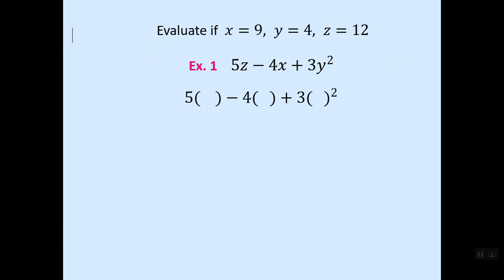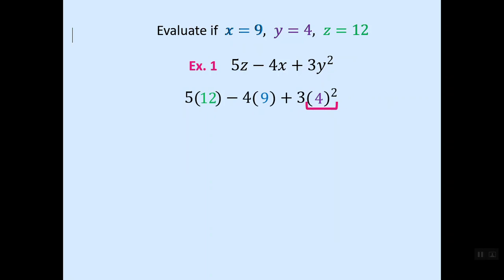So I can see this is 5 times z, and z is a value of 12, and so I put in the 12 where the z is. And then minus 4 times whatever x is, 9, so we plug in a 9. Plus 3 times whatever y is, squared, so y is 4, I put the 4 right in there. Now we've just got an expression that you can do order of operations on.